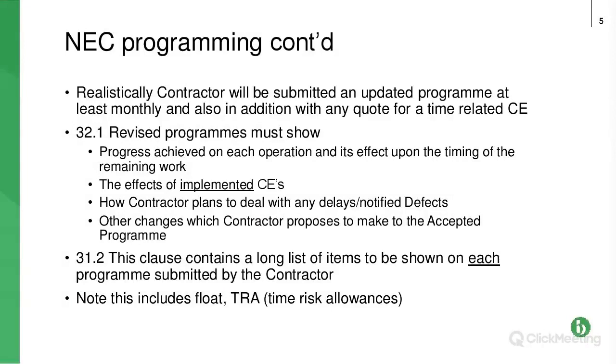So moving on to 31.2, it's a long list of items that need to be shown on each programme submitted by the contractor. So, if you are the programmer preparing these programmes, I think you need to have this list somewhere easily at hand. A lot of it is quite obvious. So a lot of it is, your access date, when did you start? The contract completion date, your projected completion date, which might be different to your contract completion date. It needs to show key dates. If you have key dates under your contract, what they are, when you anticipate completing in relation to those key dates. But all sorts of other information. So just be careful about that.